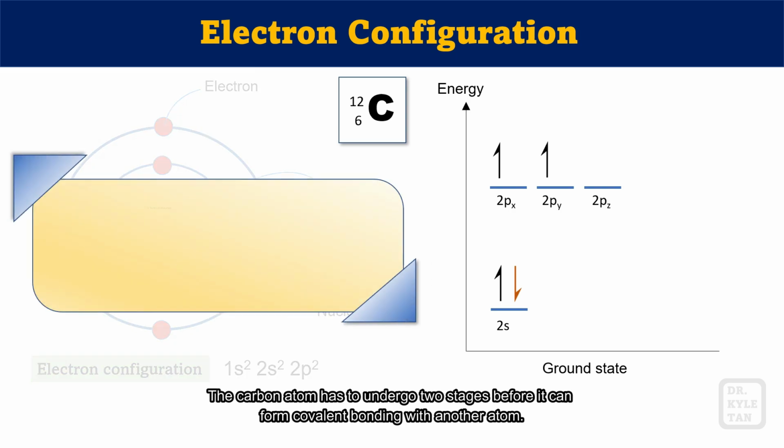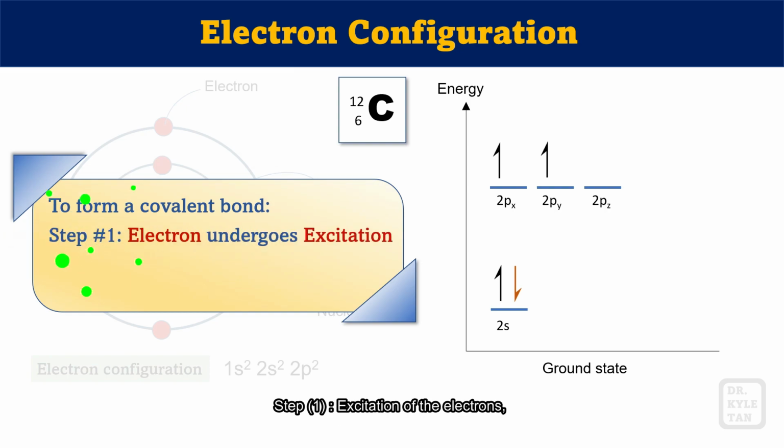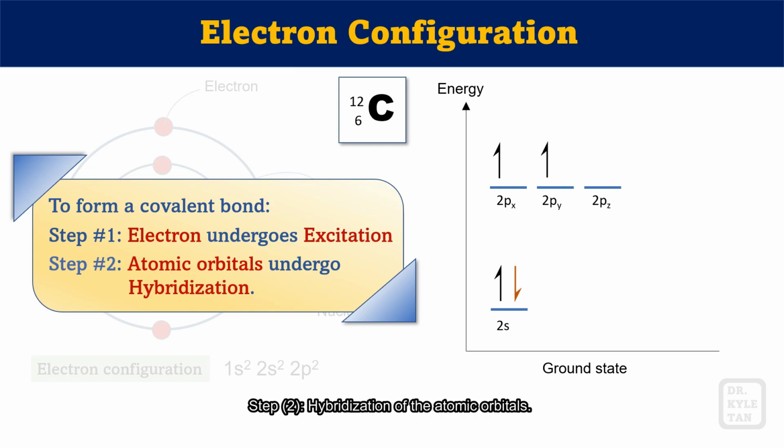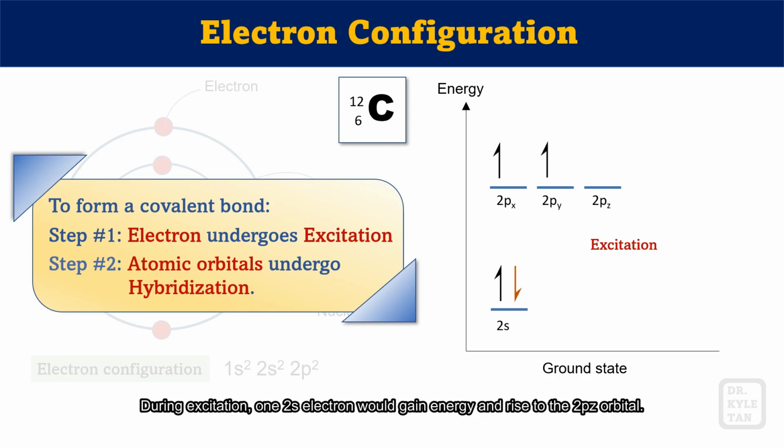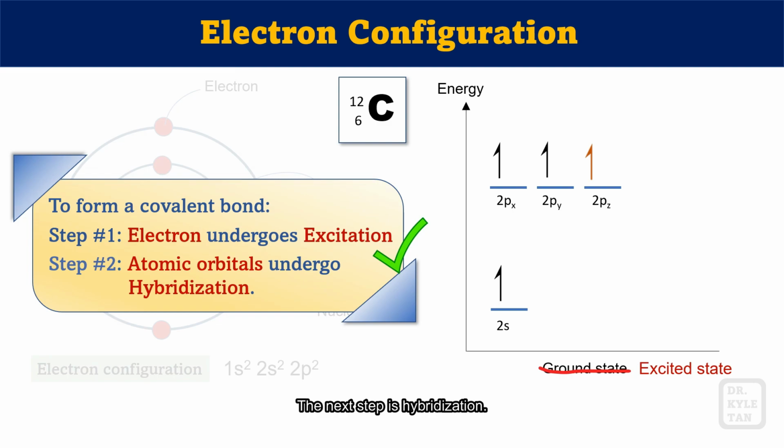The carbon atom has to undergo 2 stages before it can form covalent bonding with another atom. Step 1. Excitation of the electrons. Step 2. Hybridization of the atomic orbitals. During excitation, 1 2s electron would gain energy and rise to the 2pz orbital. The next step is hybridization.